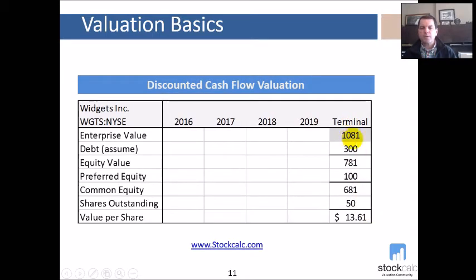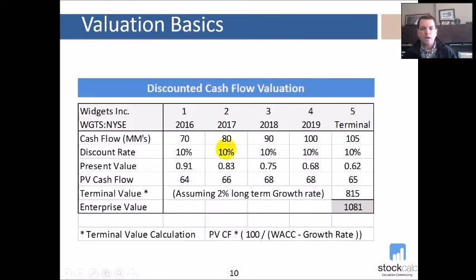If we take that enterprise value and subtract the debt, we're left with the equity value. So the equity value contains both preferred and common. If there is preferred equity, we would subtract that to leave us with the common equity. Common equity divided by the number of shares outstanding gives us the value per share. This is a very common analysis that's done on stocks.